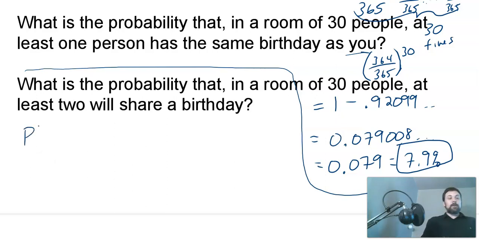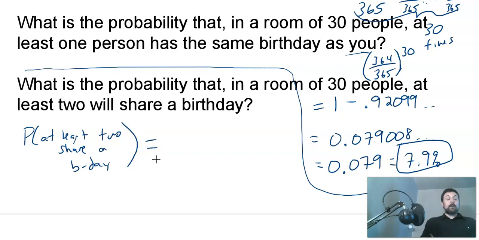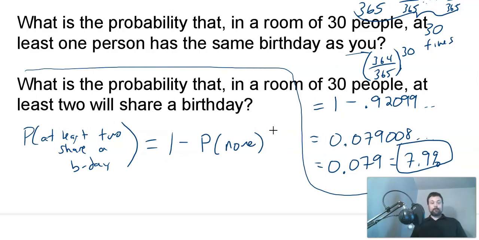So what's the probability that at least 2 people share a birthday in a room of 30? Now, again, trying to calculate that directly would be hard to do, but we can do complements. It's going to be 1 minus the probability that no two people in that room share a birthday. This calculation is a little bit trickier to do.